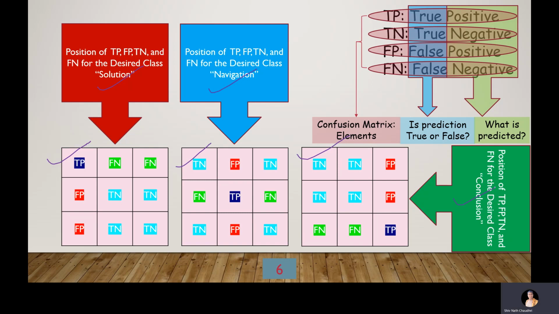The positive means the desired class and the negative means the non-desired class. True means prediction hits the target and false means prediction misses the target. Keep in mind that we follow that the rows represent the actual class and the columns represent the predicted class.